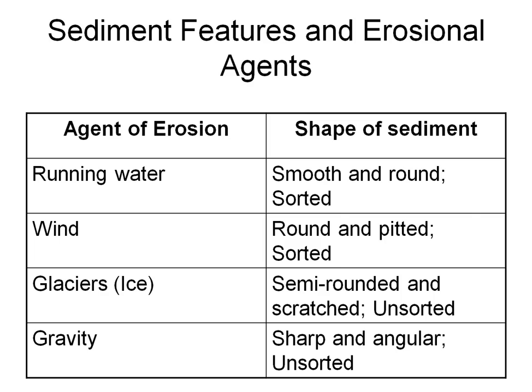Now, each different type of erosion produces different shaped sediments. Running water makes them smooth and round. Wind, round but pitted, little holes where pieces have been removed by sandblasting. Glaciers, ice, semi-rounded and scratched, striated. And gravity leaves them sharp and angular.